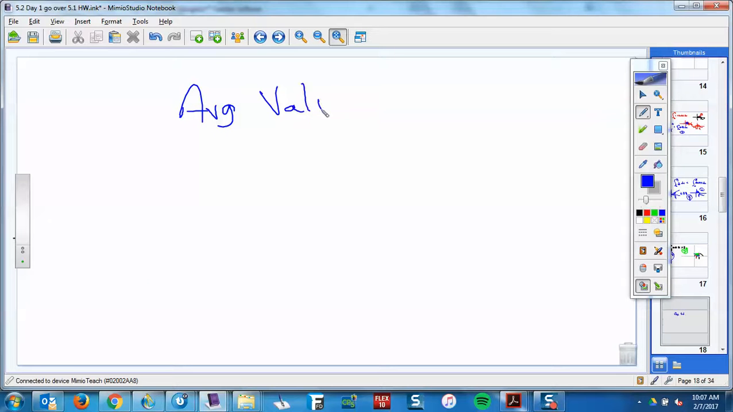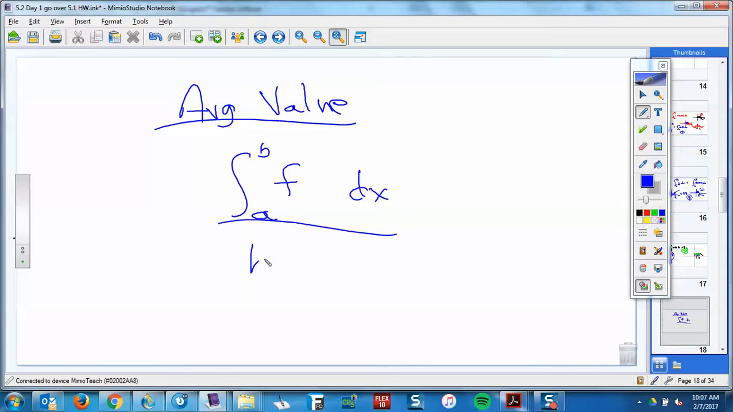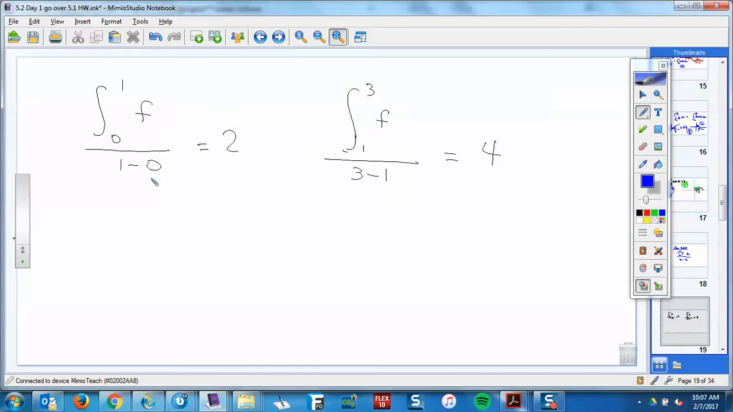Just like in derivatives, whenever you hear average rate of change, what do you think? Slope between 2 points. Whenever you read the term average value, right away, boom, you think of this. Just got to memorize that. When you hear average value of a function, the function goes in there, and then it's this formula right here. So when they said the average value of f between 0 and 1 is 2, and the average value of f between 1 and 3 is 4, what's the average value between 0 and 3?